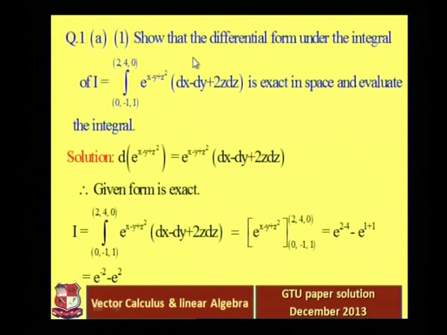Show that the differential form under the integral, I equals the integral from (0, -1, 1) to (2, 4, 0) of e raised to (x - y + z²) into (dx - dy + 2z dz), is exact in space, and evaluate the integral.